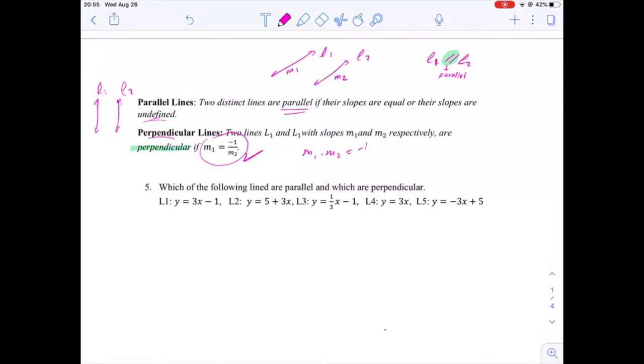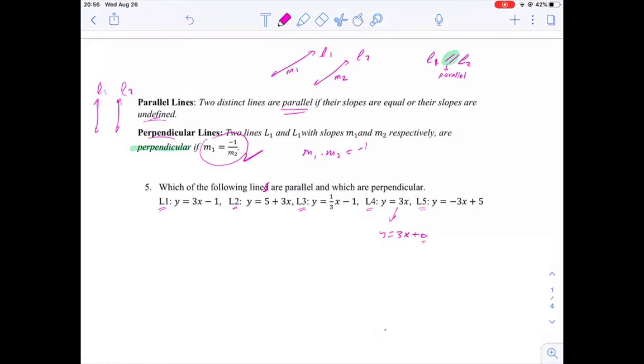Let's take some examples. Which of the following lines are parallel and which are perpendicular? Okay, so let's take a look at these lines, L1, L2, L3, L4, and L5. In order to distinguish the parallel ones, we need first to make sure that all of them are written in the standard form, I mean mx plus b. As we can see, all of them are written in the standard form, even this one, because this is 3x plus 0. So it's written in the form mx plus b. B in this case is 0.